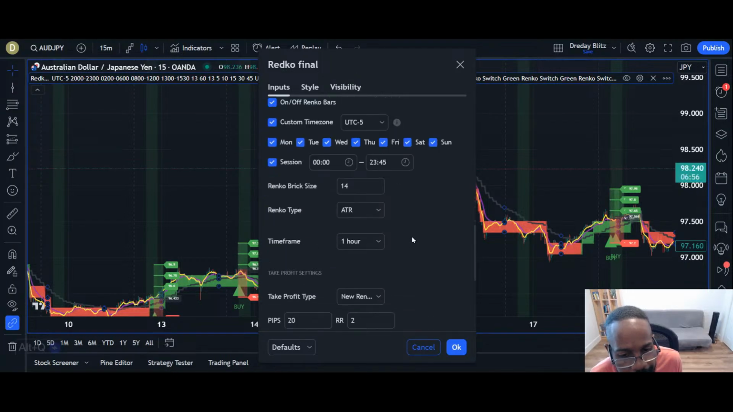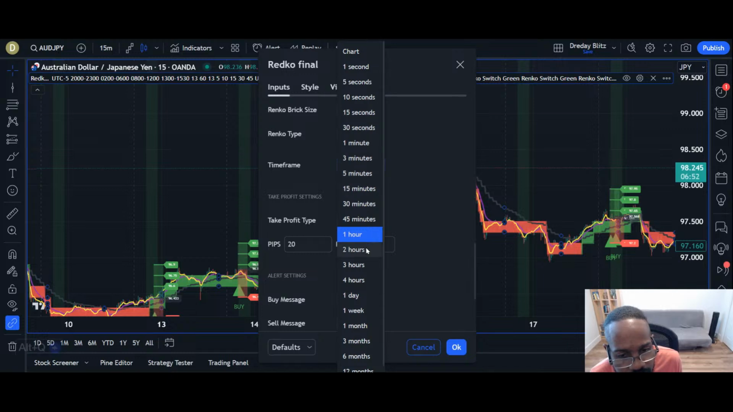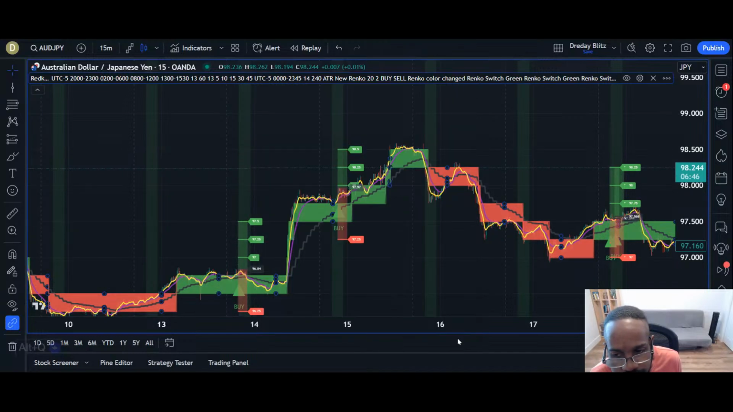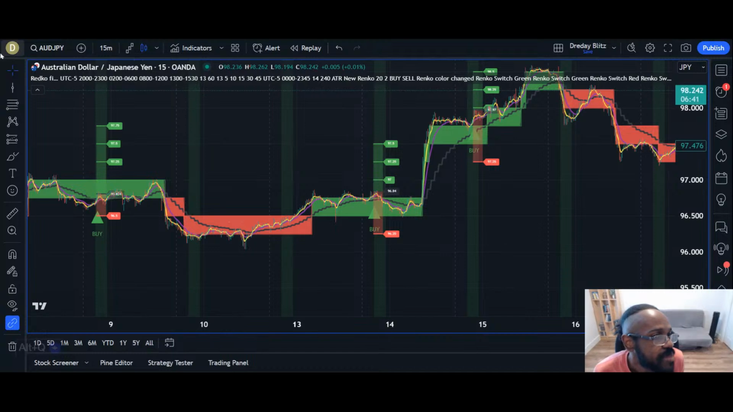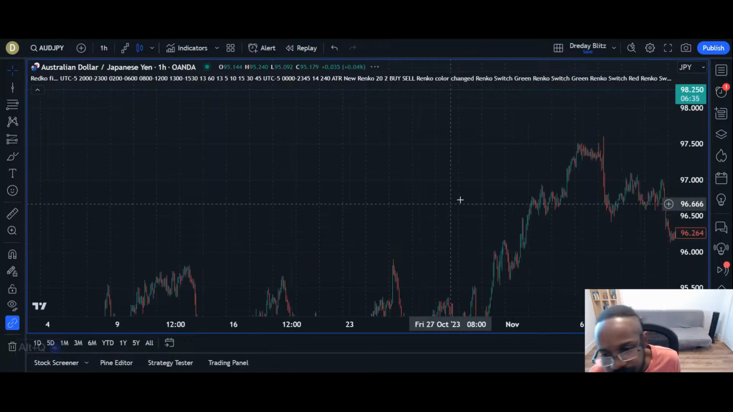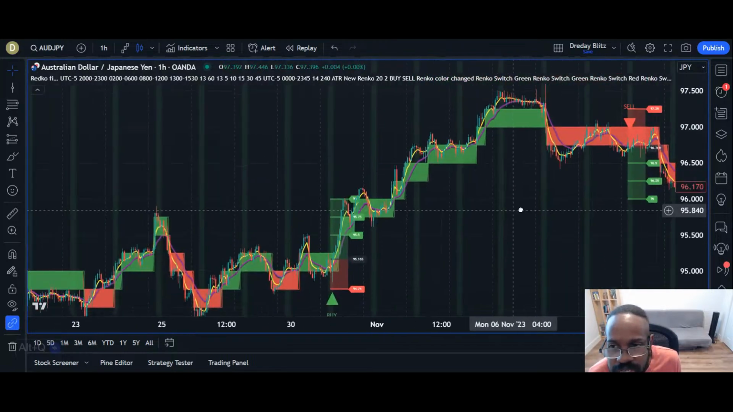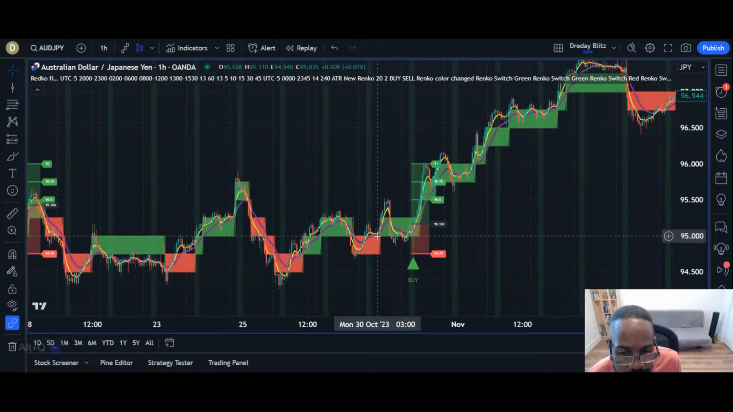Okay. Then my Renko bar. If I'm trading off of the 1 hour, I'm going to put the 4 hour Renko. Boom. So this, and I put the 1 hour on my chart. There you go. So this is the 1 hour Renko.